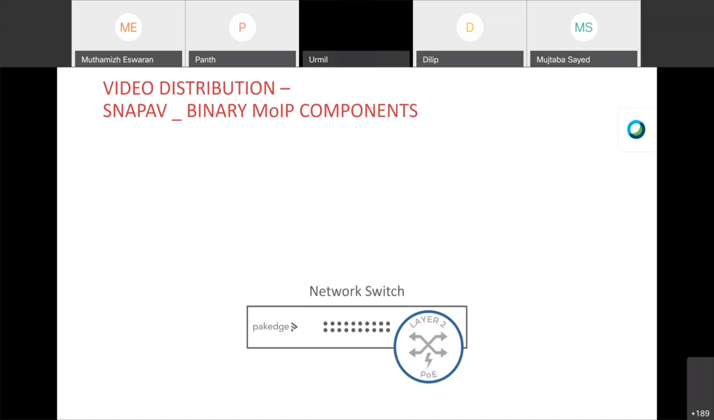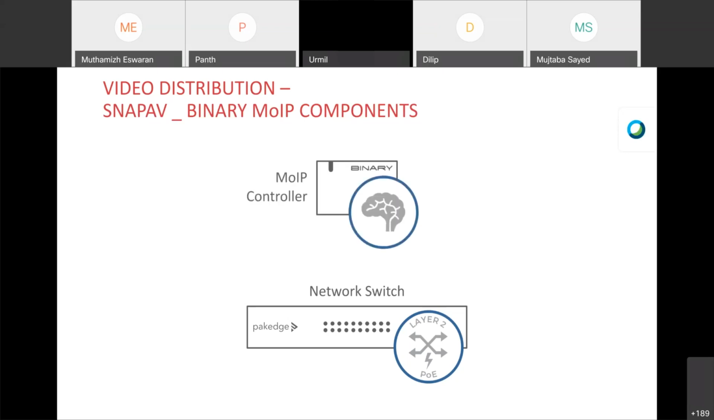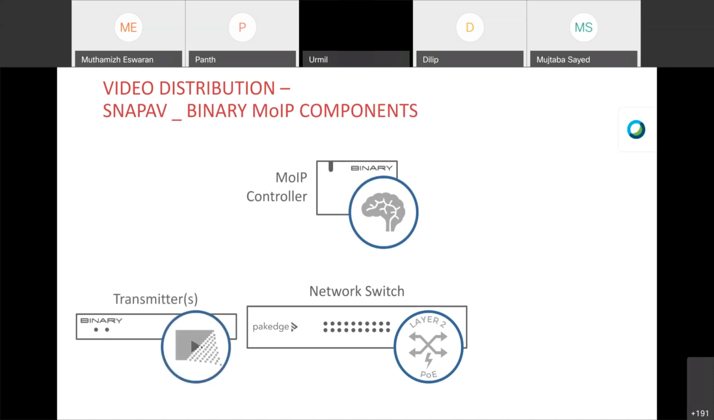Right. Okay. So the main element is your network switch. And definitely the next one is what we call a MIP controller. This is to manage your entire MIP system. We always recommend one per project, where it can make your configuration, input, output, everything, smoother. And the next thing is the transmitter, which is based on your number of inputs, and the receiver, which is based on the number of your outputs, which means your displays.